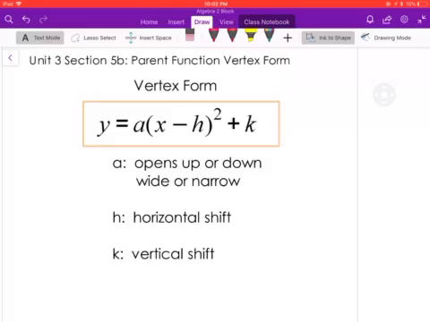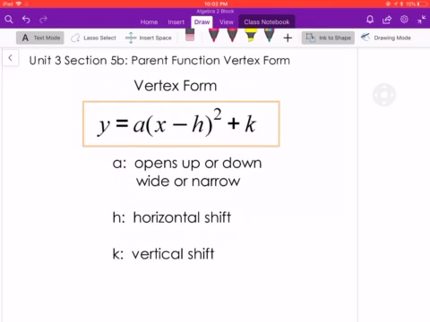All right, graphing parabolas in vertex form. I think vertex form is my favorite because I think that it's the easiest. It really doesn't require a lot of extra solving. So really what you have to remember is that vertex form gives you the vertex.